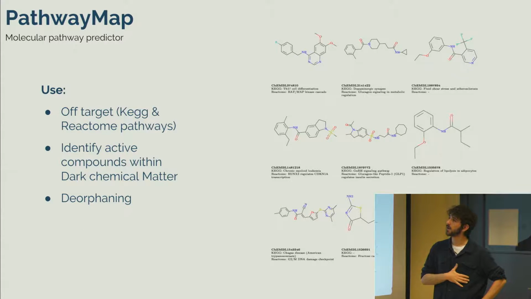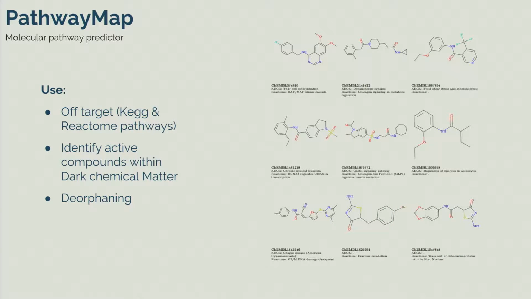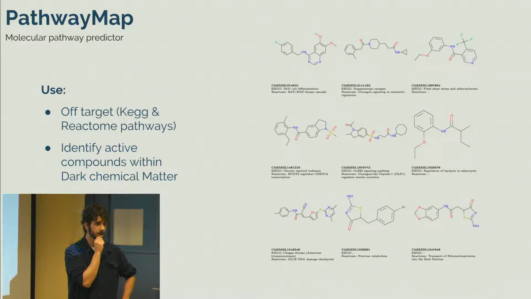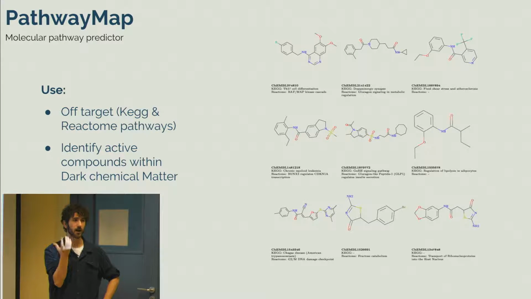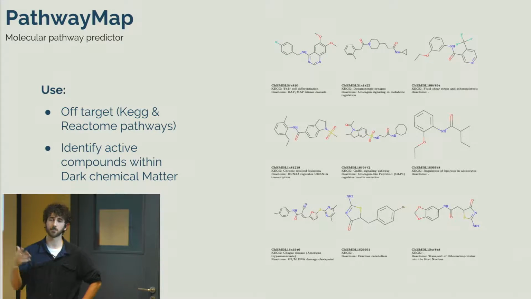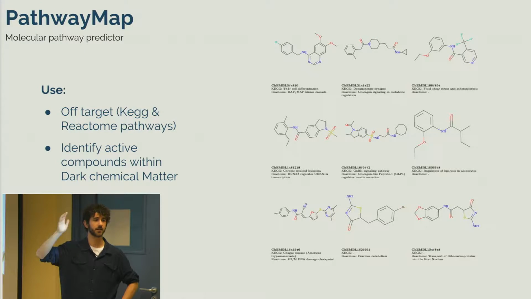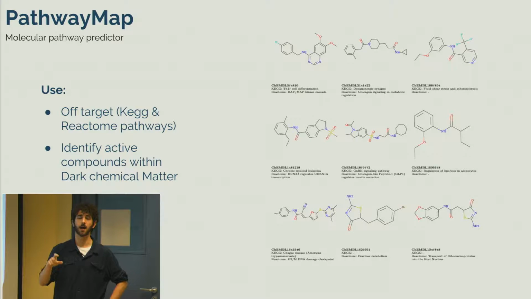And then, as the last machine learning based application, it's PathwayMap, which, as it says there, is a molecular pathway predictor. This is when you have a ligand, it might be a lead compound or whatever, or for example, there are several web pages where you can buy compounds.